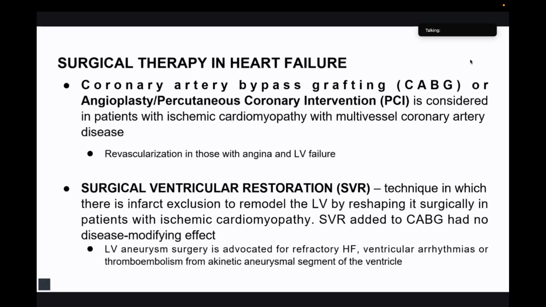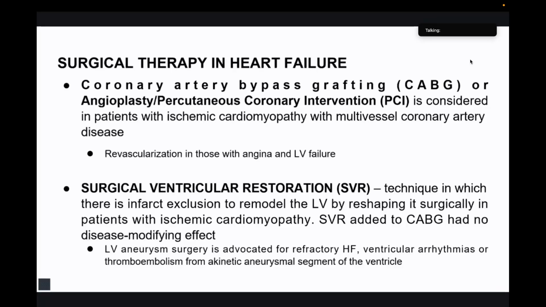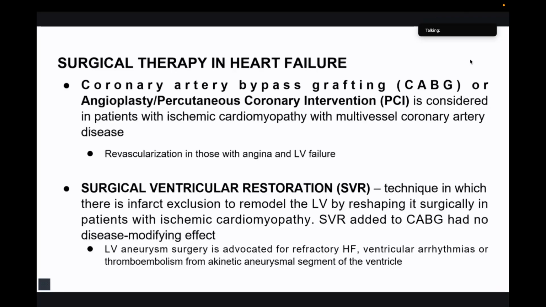Do we do any surgical procedures in heart failure patients? So, coronary artery bypass grafting or angioplasty is considered in patients with ischemic cardiomyopathy with multivessel coronary artery disease. We do the revascularization in those who present with angina and LV failure. What about surgical ventricular restoration? A technique in which there is an infarct exclusion to remodel the left ventricle by reshaping it surgically in patients with ischemic cardiomyopathy.